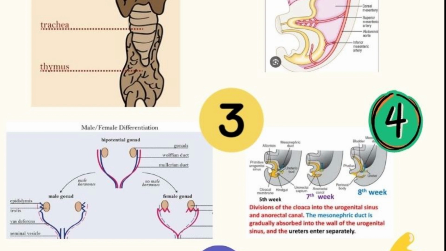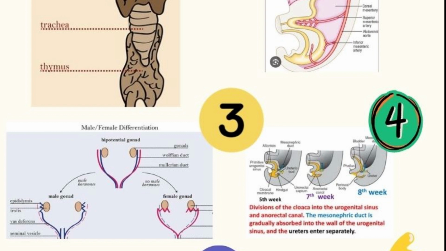The male derivatives are the epididymis, ductus deferens, seminal vesicles, and ejaculatory ducts. These all are derivatives of the Wolffian duct, also known as the mesonephric duct. Whereas the red one, the paramesonephric duct, gives rise to the uterine tube, uterus, cervix, and hydatid of Morgagni, and appendix testis.